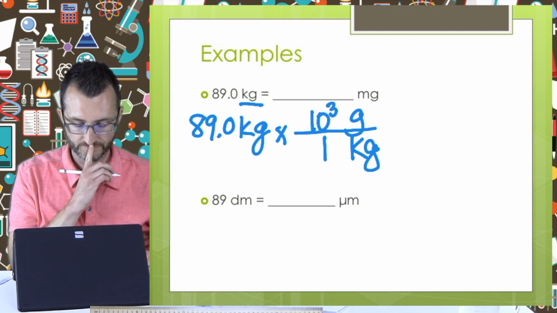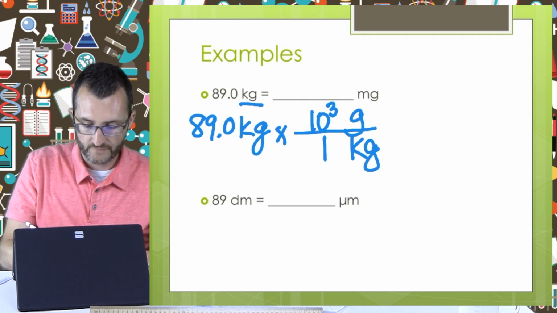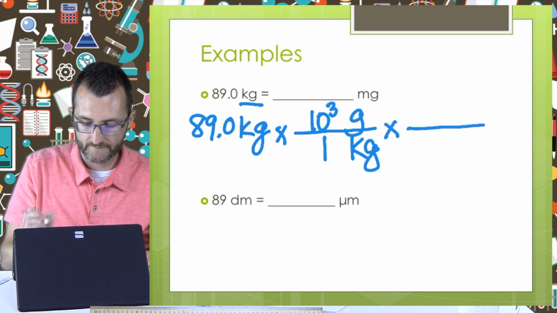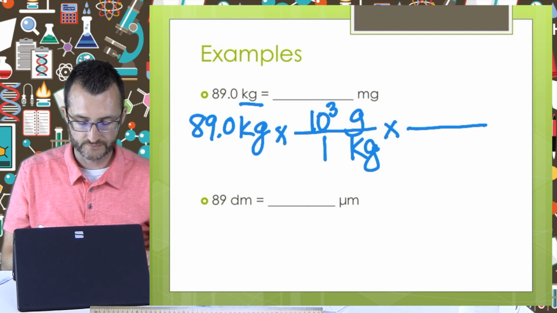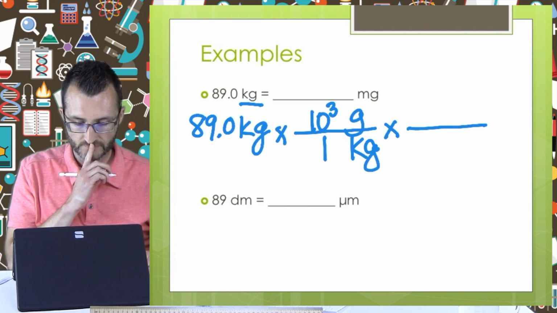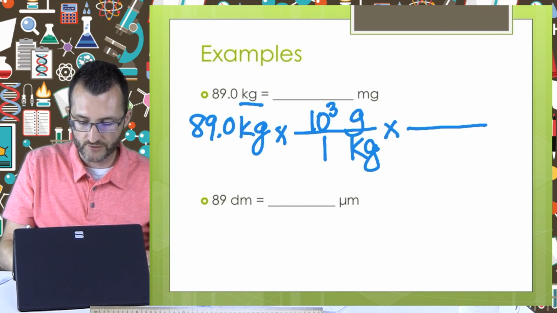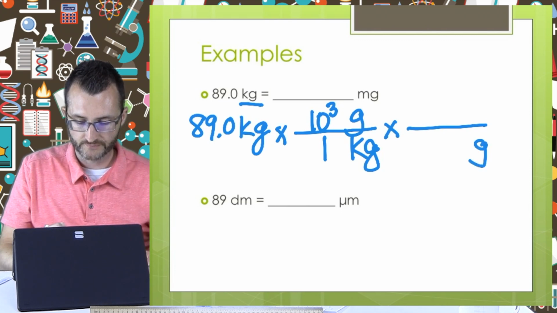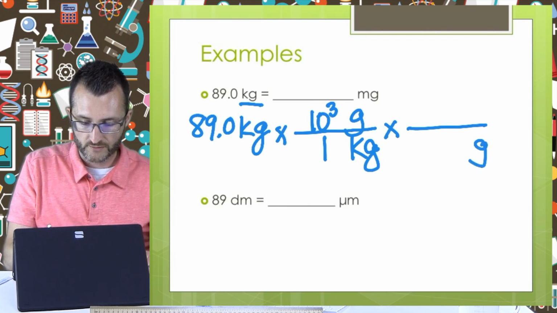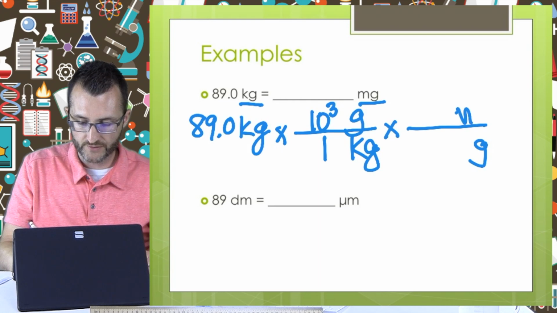All right, for our next step, you're gonna use another conversion factor. This time, the desired unit will go on top and the base unit on the bottom. So our base unit, to cancel that out, is what again? Oh, grams. Good, so that'll go on the bottom. And what is our desired unit here in this first example? We're trying to find milligrams, so that'll go in the numerator.